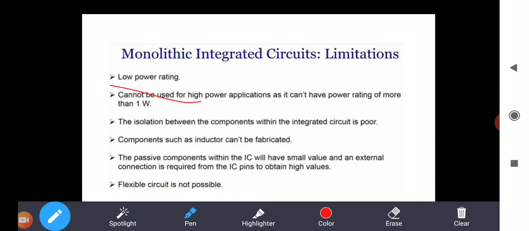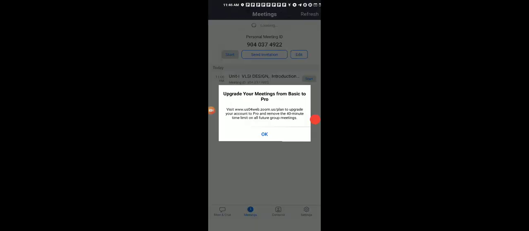Now, what are the limitations? For every chip there are some limitations.